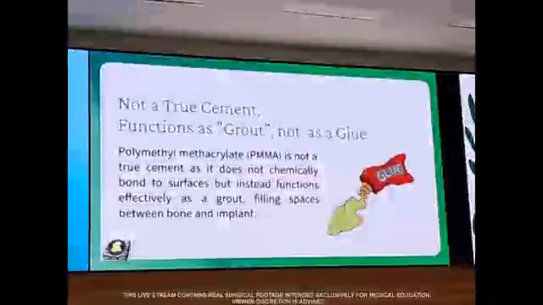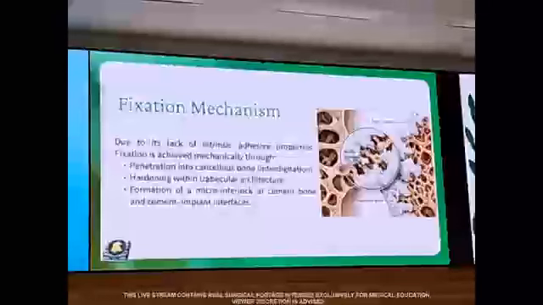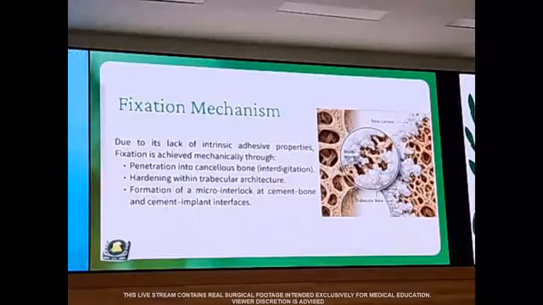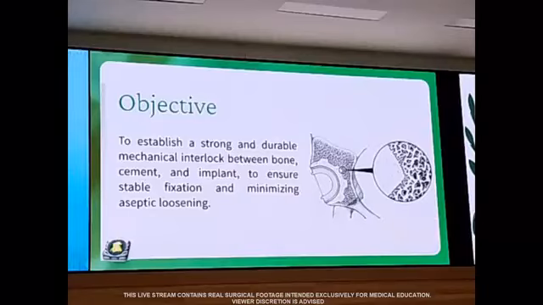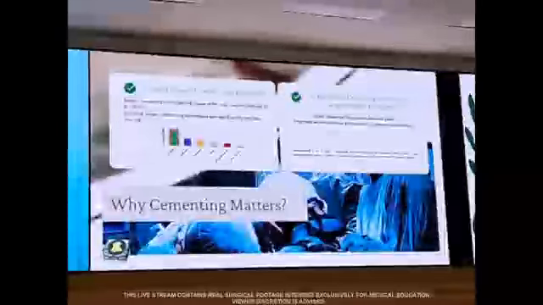Bone cement is not a true cement. It does not chemically bond to surface, but instead functions effectively as a grout, filling space between bone and implant. Due to lack of intrinsic adhesive property, fixation is achieved mechanically through penetration into the cancellous bone, hardening within the trabecular architecture, forming a micro-interlock at the cement-bone and cement-implant interfaces. The objective is to establish a strong and durable mechanical interlock between bone cement and implant to ensure stable fixation and minimize aseptic loosening. Why cementing matters?